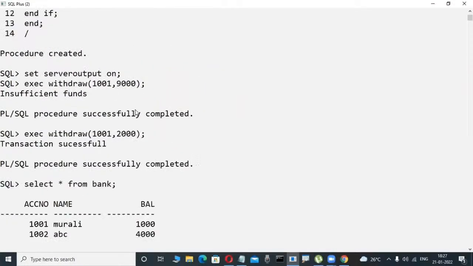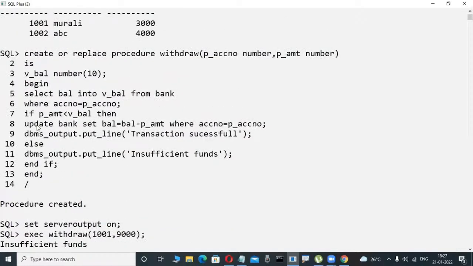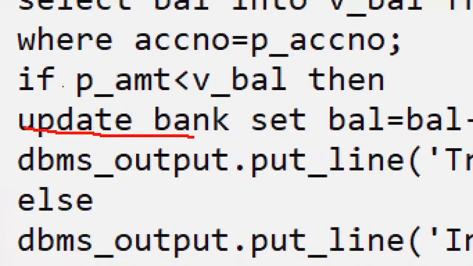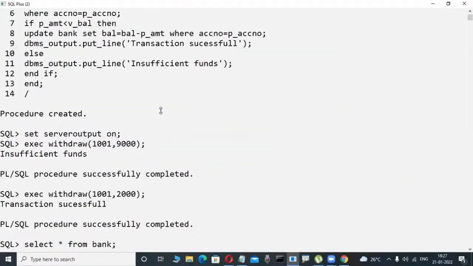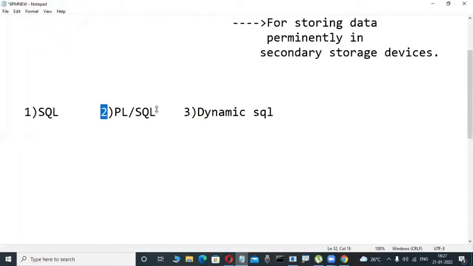You are a programmer, you are writing code in an update. Update is a SQL command only. IF condition is a PLSQL command. That's why you need some language knowledge. With this type of PLSQL coding knowledge, then only you can write real-time applications: OTP validations, bus ticket reservation, anything. So many applications are there, but a little bit of knowledge is required. Okay, understood? Yes.